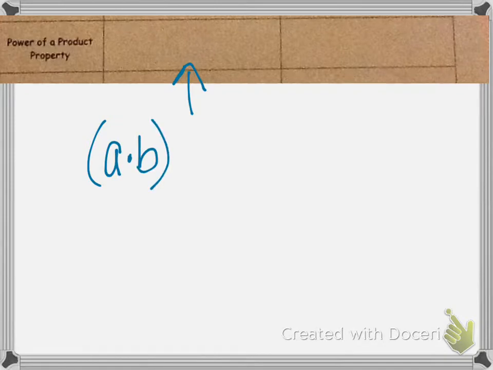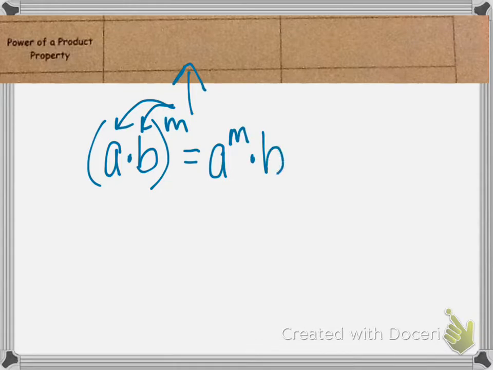Power of a product property. This one we have also seen before, so I'll go through it again quickly so that you have it down. This is if you have two different bases that are being multiplied, or 3, or 4, or 5, it doesn't matter, with an exponent outside. The power of a product property says pretty much to distribute that power to everything inside. So this would be a to the power of m times b to the power of m. And again, this one is just for exponents, not for logarithms.